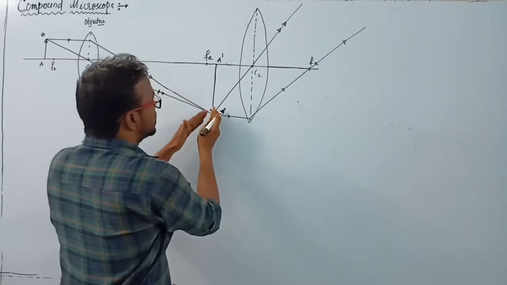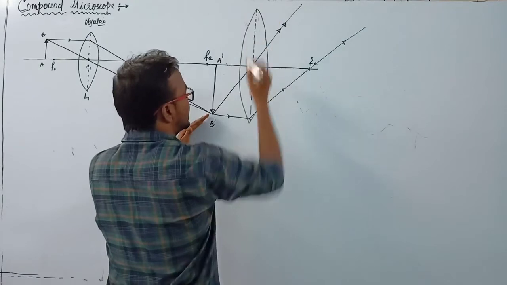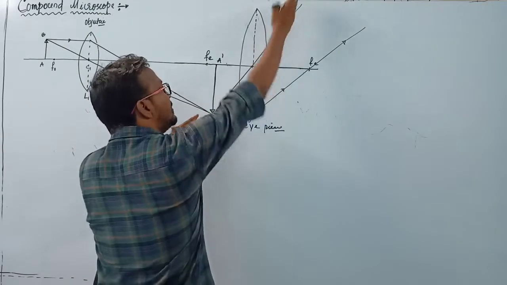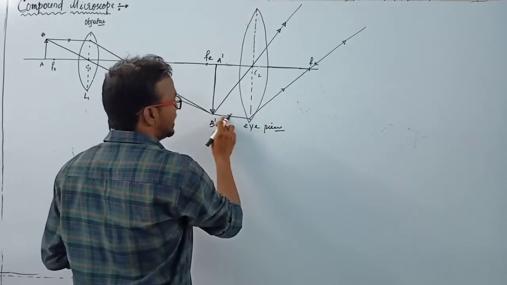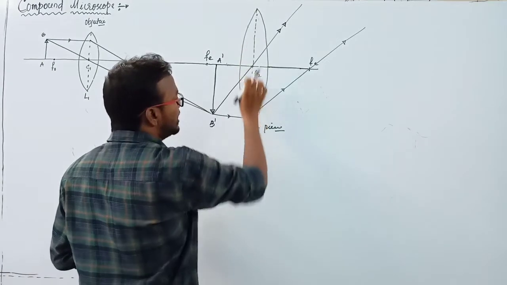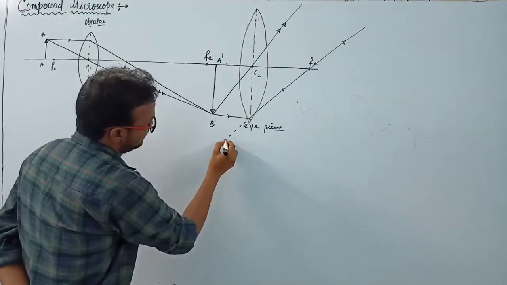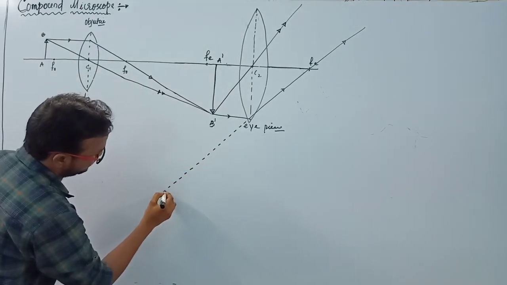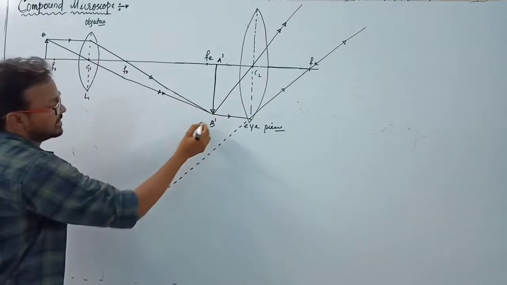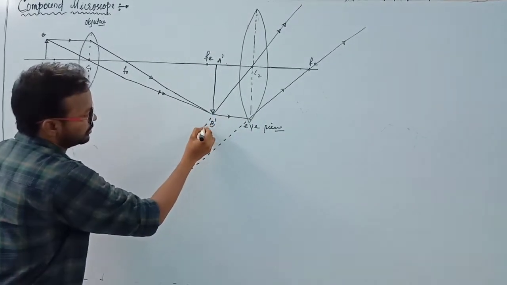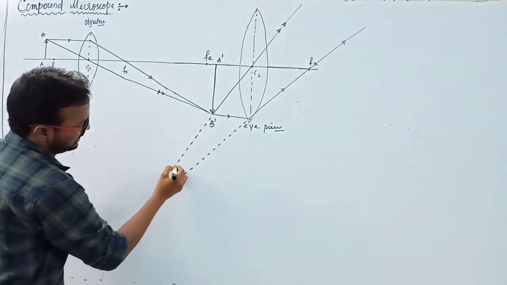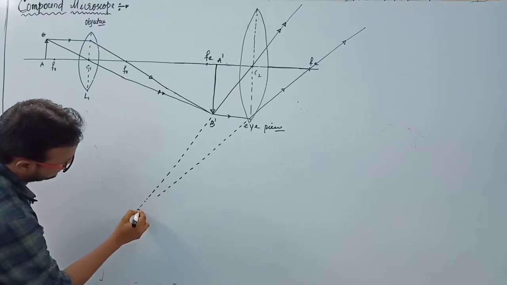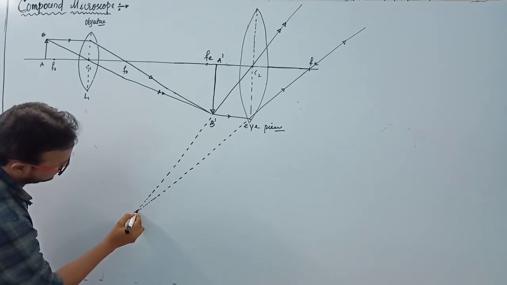So the ray which passes through the optical center of the second lens, or the eyepiece, travels undeviated in this direction, and the ray which is parallel to the principal axis, after refraction through the eyepiece, passes through the focus point. We draw its line of action. Then this is the backward extension of this ray, and if we also extend the ray which passes through the optical center of the eyepiece, then these two rays meet at a common point.